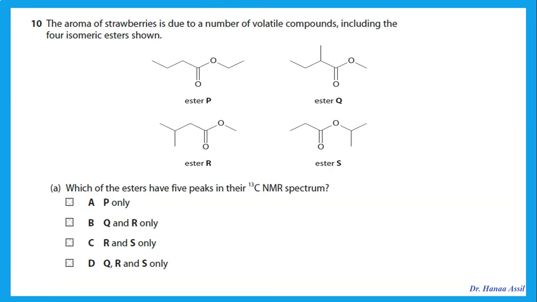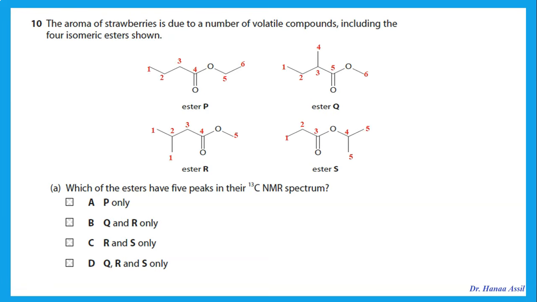Question 10. The aroma of strawberries is due to a number of volatile compounds, including the 4 isomeric esters shown. So these are esters. Which of the esters have 5 peaks in their carbon-13 NMR? Well, let's see. Which one has 5 different carbons? So, looking at P and Q, all the carbons are different, so we have a total of 6 peaks for that. R and S have 5 carbons, so it is R and S.